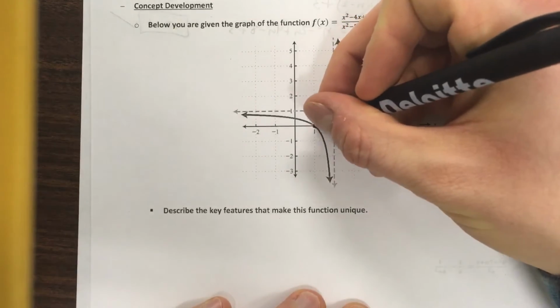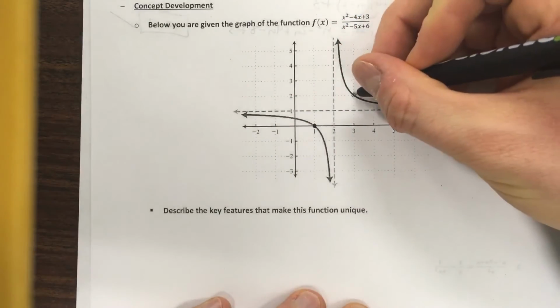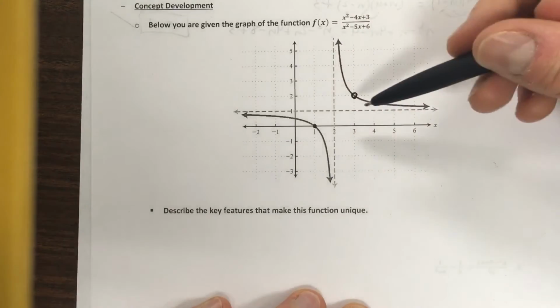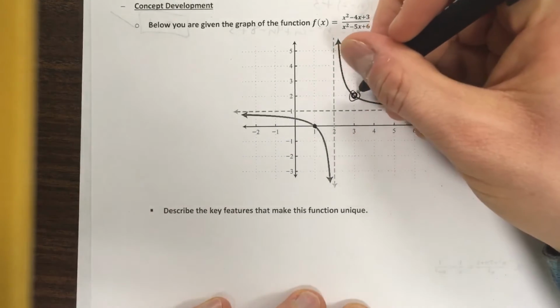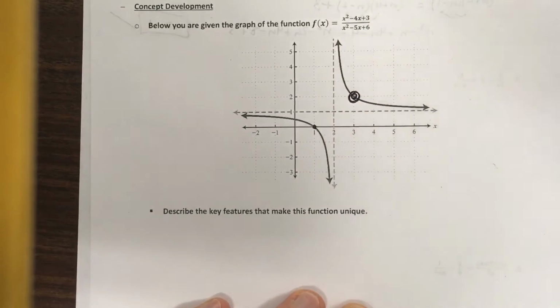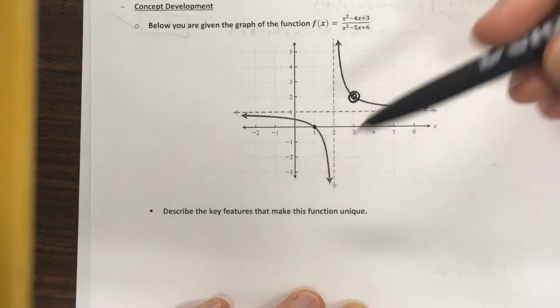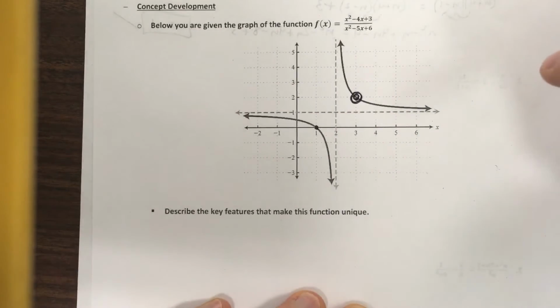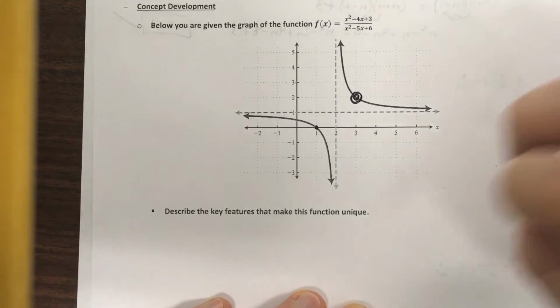This dot is an x-intercept, nothing special here. But here we have an open circle, which means the function doesn't touch this value. I should probably make that more of an open circle. There's that value. We have these two dotted lines, and we're trying to figure out what those are telling us. Let's start with the dotted lines.